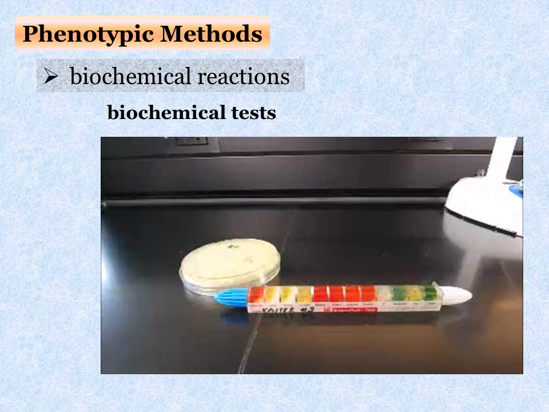One of the kits available is the EnteroTube. The EnteroTube is an example of a rapid, multi-test system used in identification of unknown oxidase-negative, gram-negative, rod-shaped bacteria of the family Enterobacteriaceae. It consists of a tube with a flat side and contains 15 compartments for different biochemical tests.